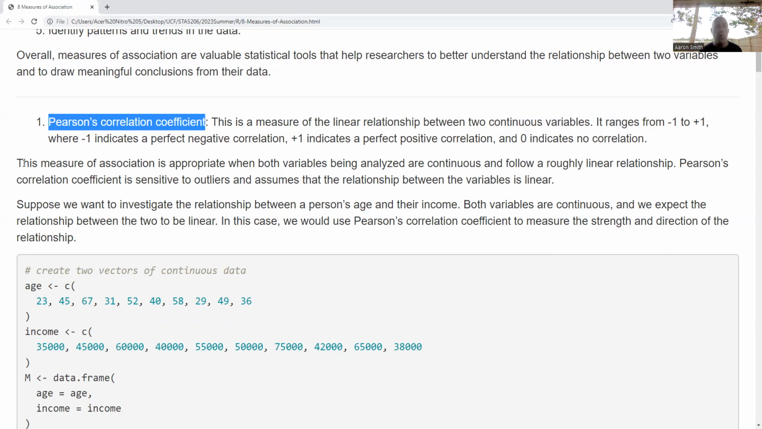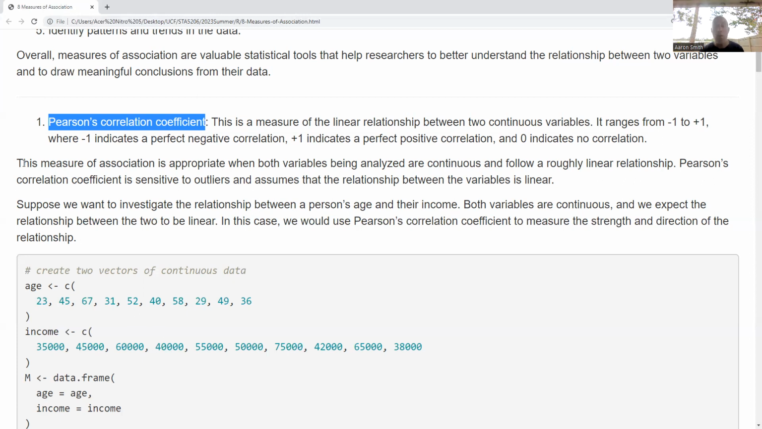Suppose that we want to investigate the relationship between a person's age and their income. Both variables are continuous, and we expect the relationship between the two to be linear. In this case, we would use Pearson's correlation coefficient to measure the strength and direction of the relationship.